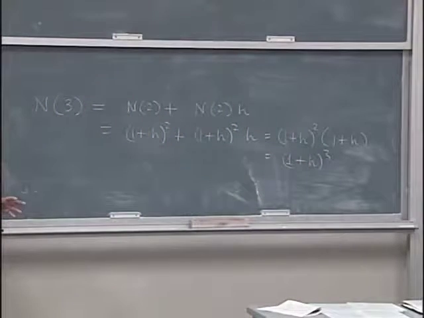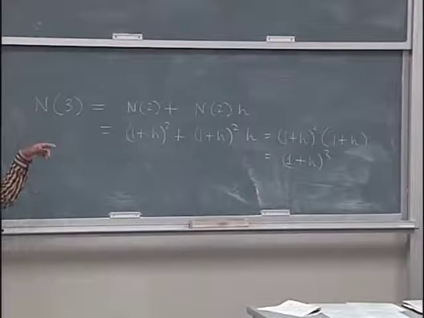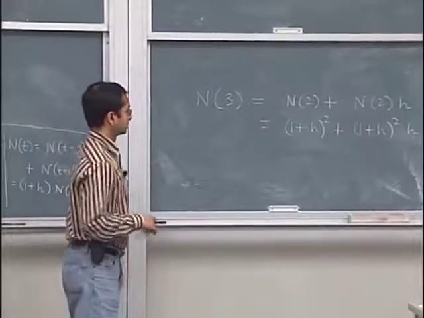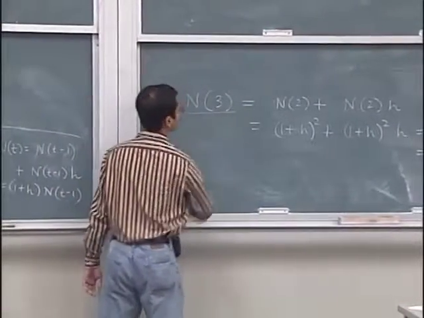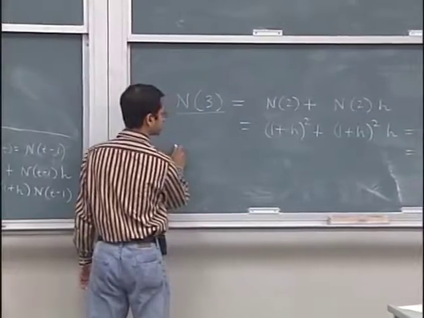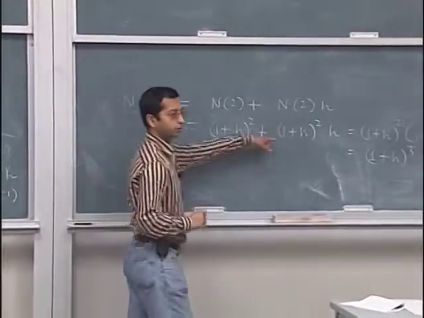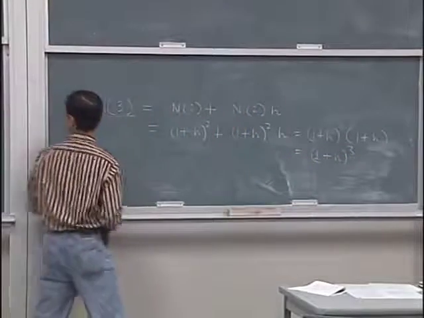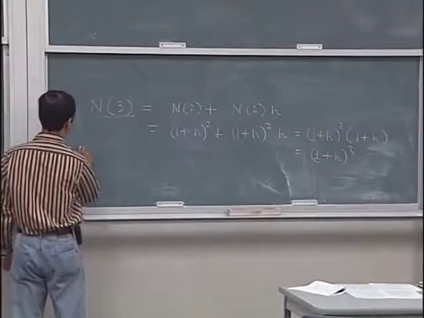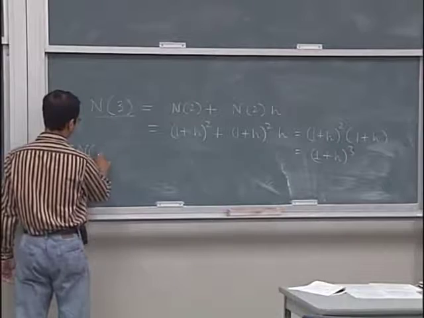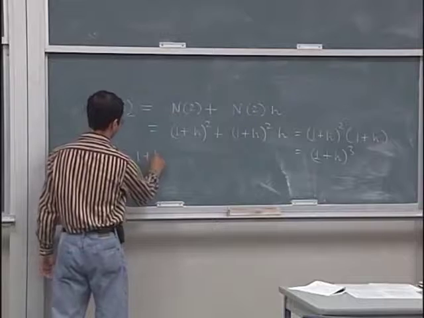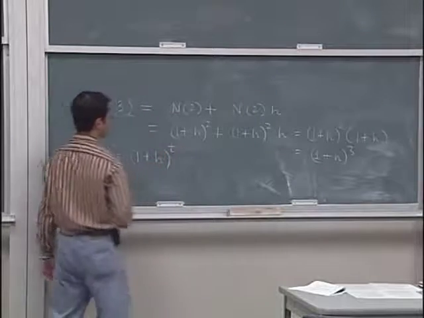Have you seen this kind of numerical solution before? Any of you? Did you follow this algebra here, how I got 1 plus h cubed? So you can see that in general, at time step t, I'm going to get 1 plus h to the power t.